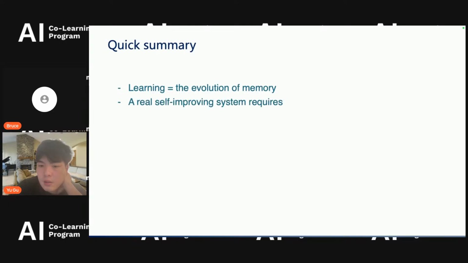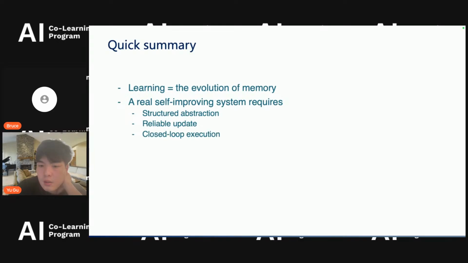Yeah. So to quickly summarize what we have been discussing today, first, there's a centralized view regarding learning, which is evolution of memory, and this is the fundamental of everything following up. And also, we talked about several key principles regarding a real self-improving system. First is the structured representation, structured abstraction of the memory, and then we need to have a more reliable mechanism for updating the memory.